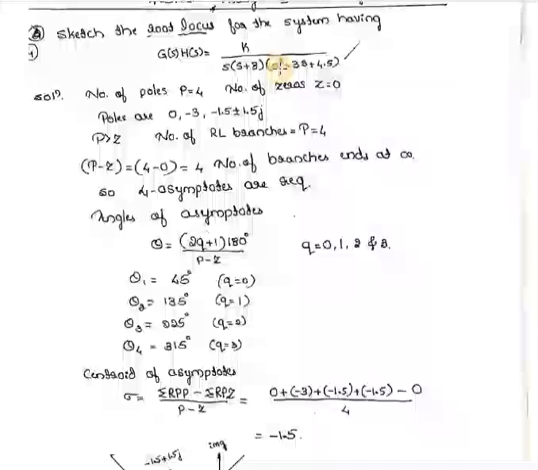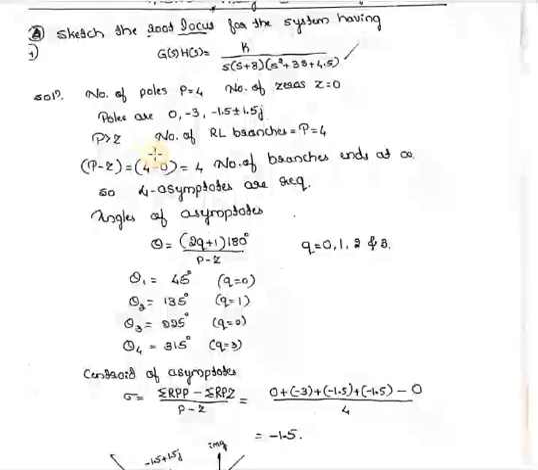And here if you find the roots of this equation, you will get minus 1.5 plus or minus 1.5j. This value you can get directly from the calculator. There are two roots for this one. So the number of poles P is 4. Since P is greater than Z, the number of root locus branches is 4.